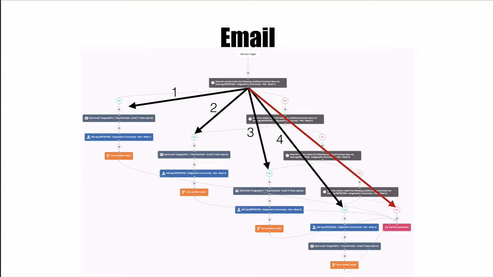First thing we do is we check, has this person received email 1? And the way we know that is because they have a tag attached or not. So if they have not received email 1, they go over to the left, which is the yes column.